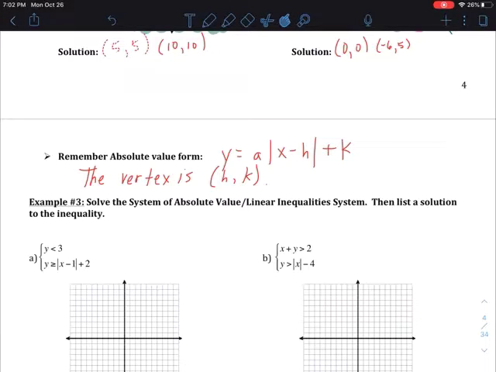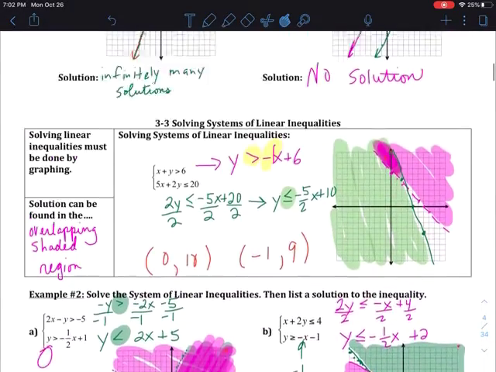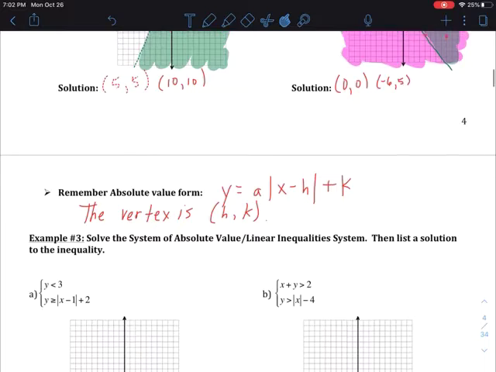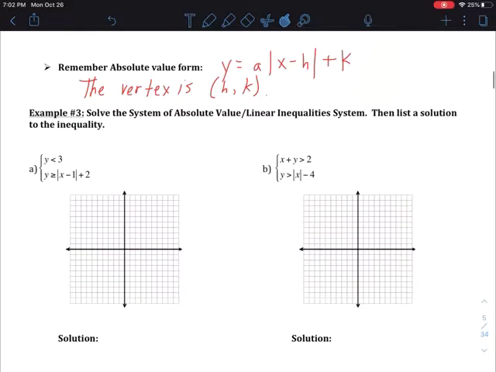Okay, guys, we're continuing on with Unit 3. We didn't quite get the lesson done. I would have had to rush through it. So we're continuing on from yesterday.